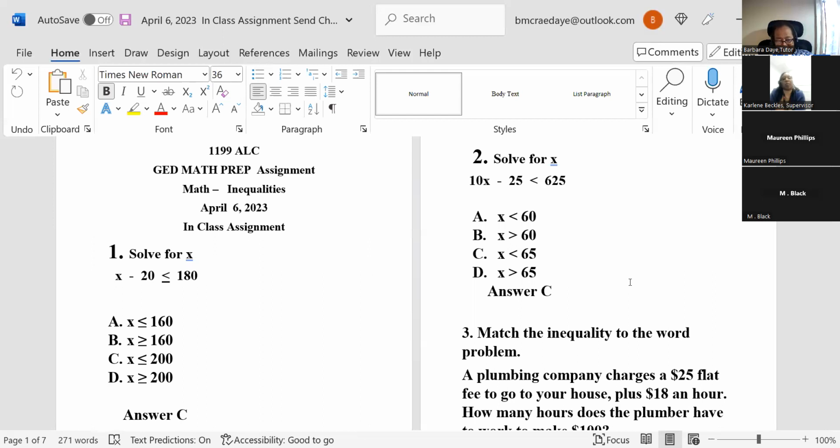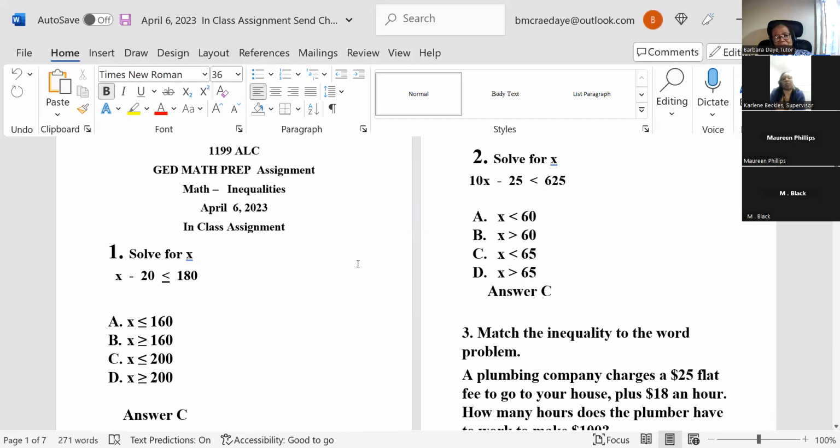Oh, I almost got it right. Number 2 was C, number 1 was C. And I just knew you would get this one-step problem correct. Maureen made the same errors on number 3.